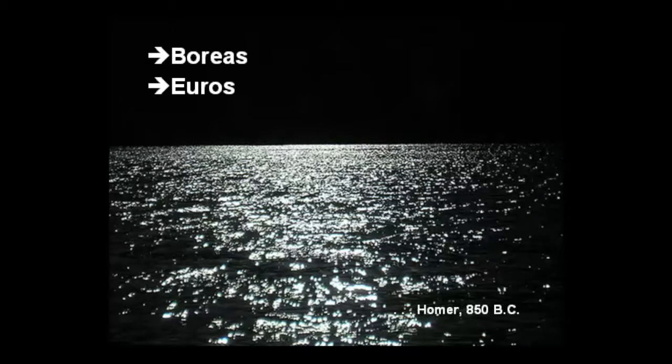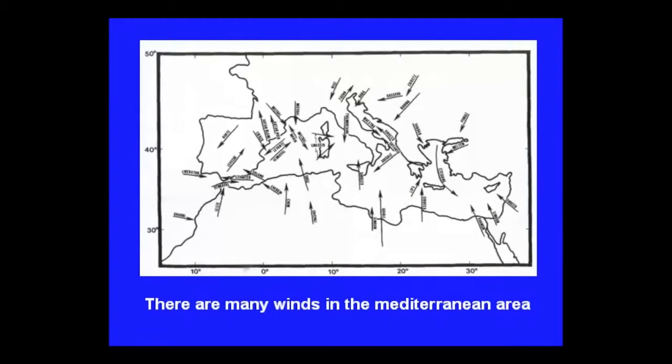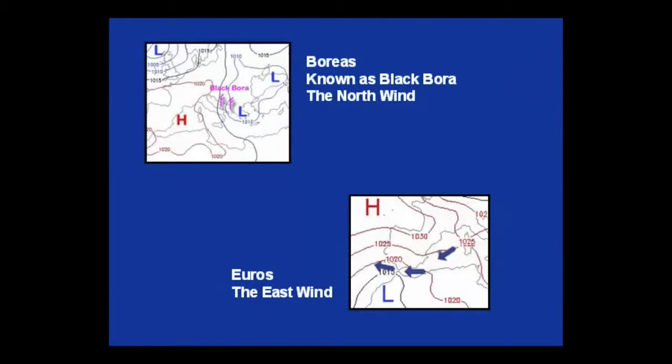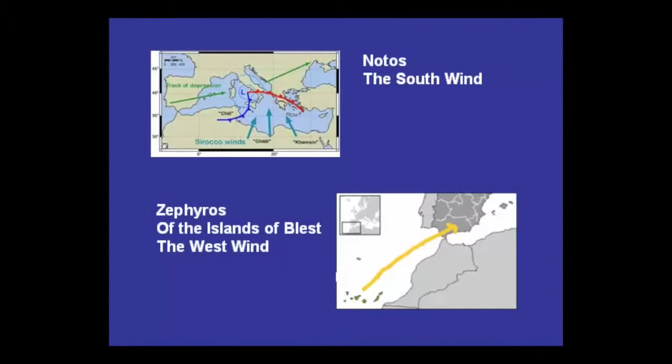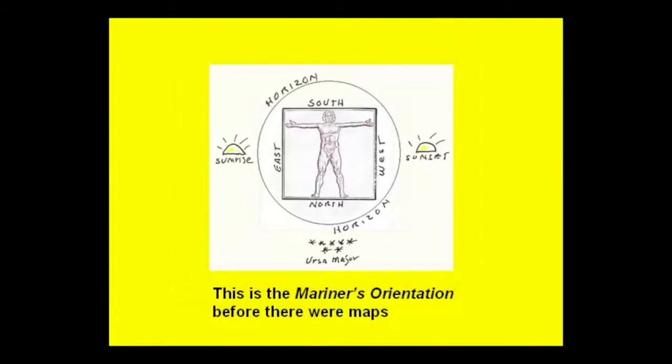earth, and they were called Boreas, the north wind, Eros, the east wind, Notos, the south wind, Zephyros, the west wind. There are many winds in the Mediterranean area, but only four were given the most consideration by Homer, and they were Boreas, Eurus, Notus, and Zephyros. The mariner's orientation was to stretch both arms to sunrise and sunset while facing the northern stars.